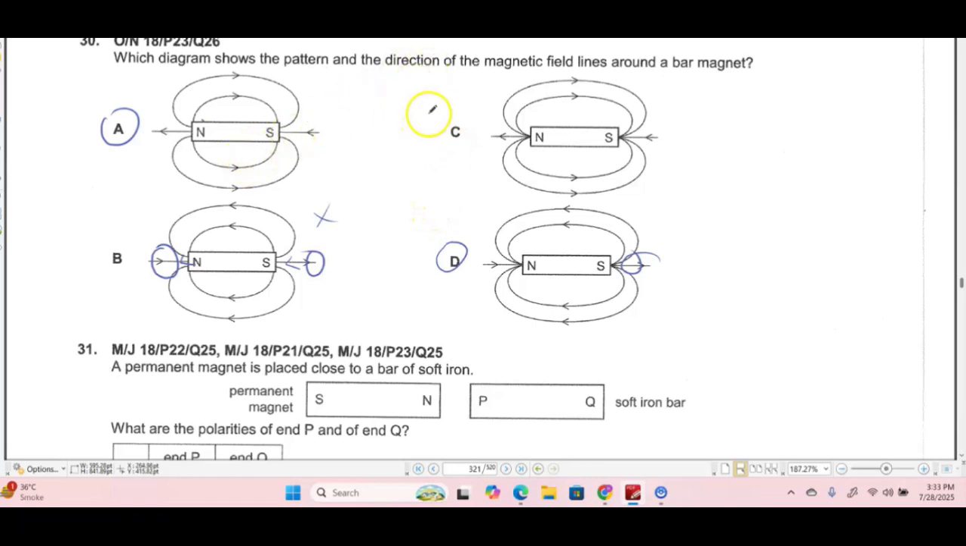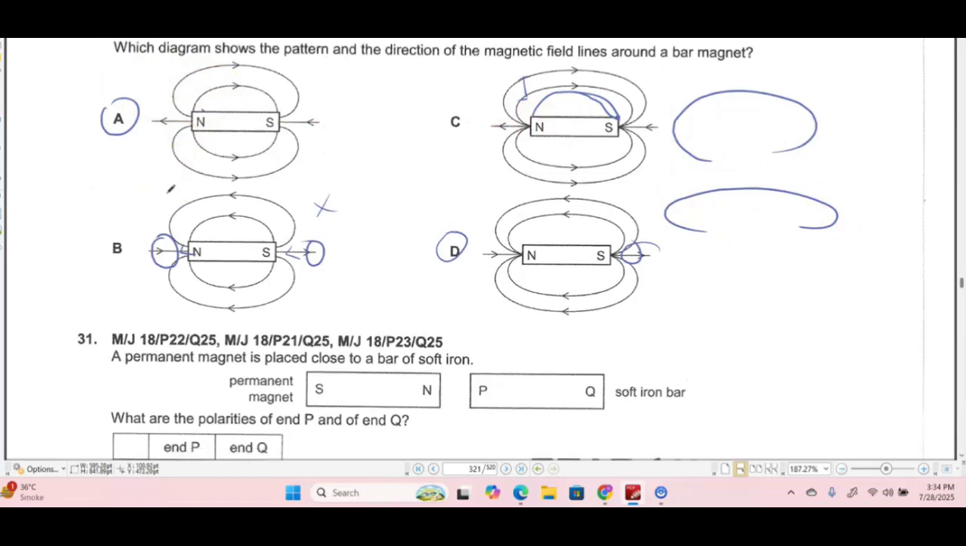What is the mistake in B? In B, the magnetic field lines are not drawn correctly. Magnetic field lines have to be drawn like this, not like this. From the ends they go like this. The distance between the magnetic field lines is not correct, and the shape is also not correct. It's something like this. This one has become very elongated, so this is not the correct option. A is the correct option.